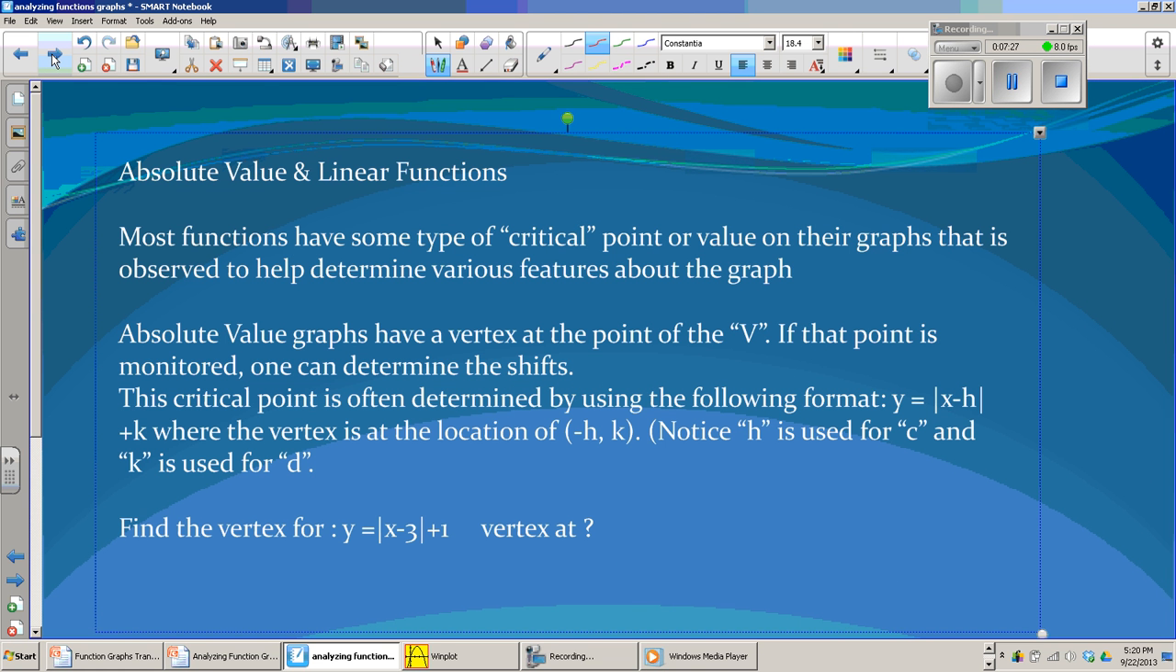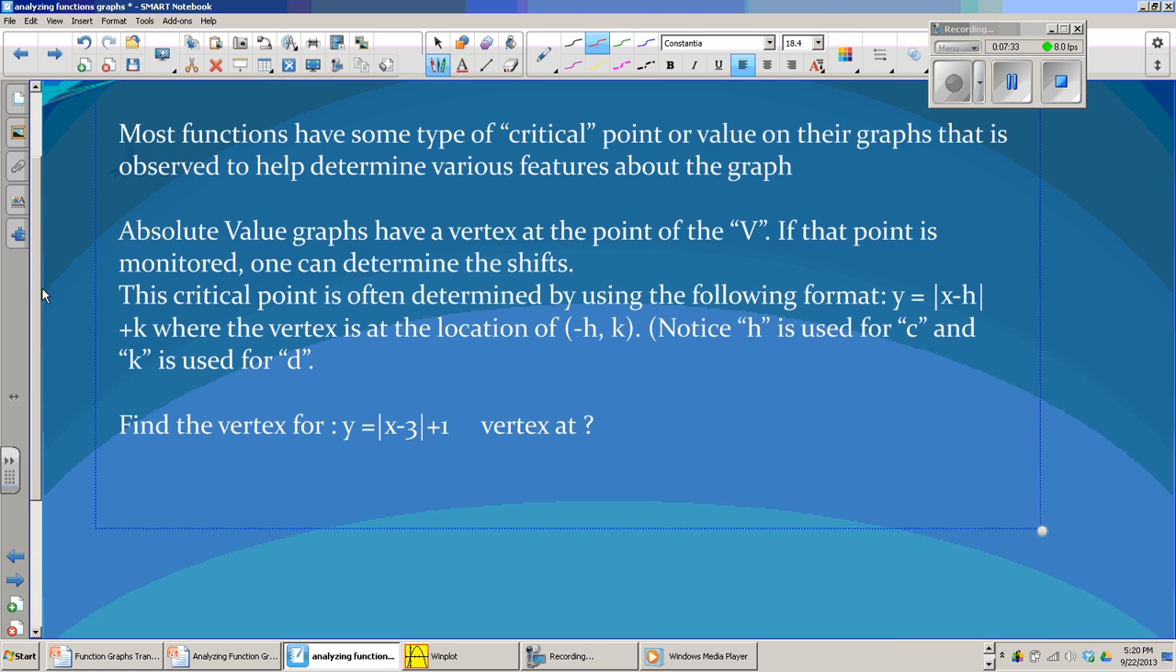Most functions have a critical point of some type on the graph, and we've talked about the vertex on the absolute value graph as being a critical point. So we also want to be able to find the vertex of an absolute value graph. We've talked about the C and the D value also meaning the same thing as H and K, and that's what we use for the vertex.